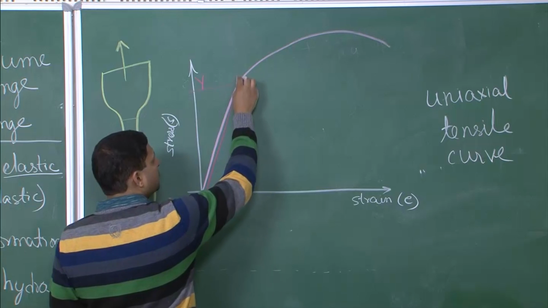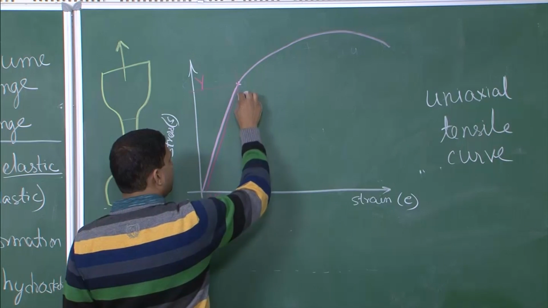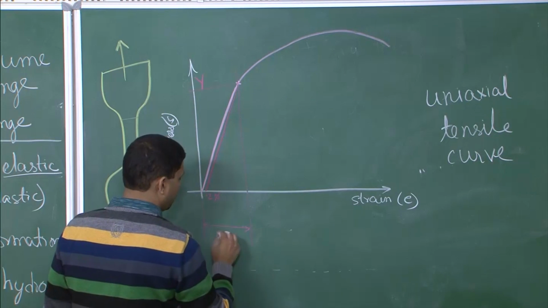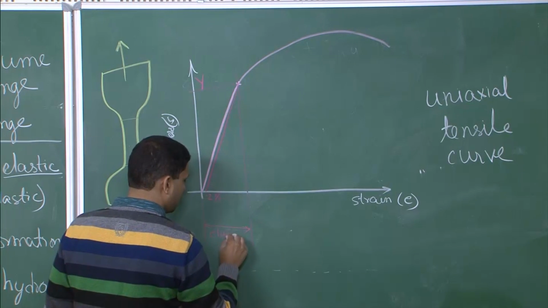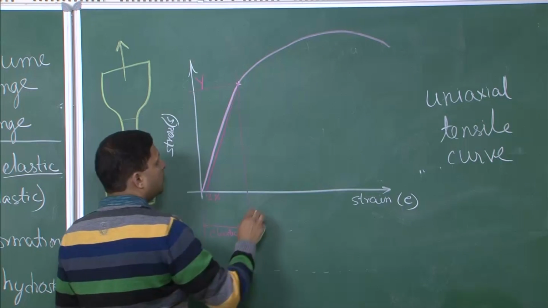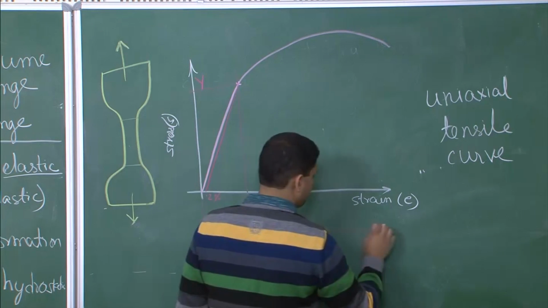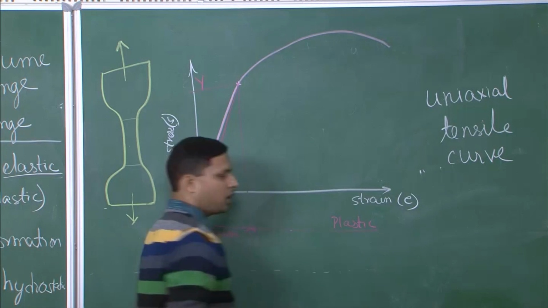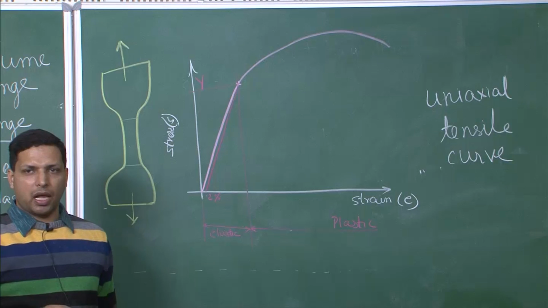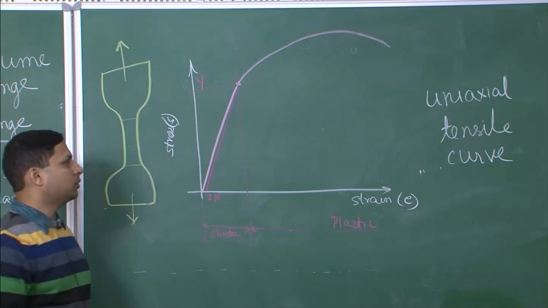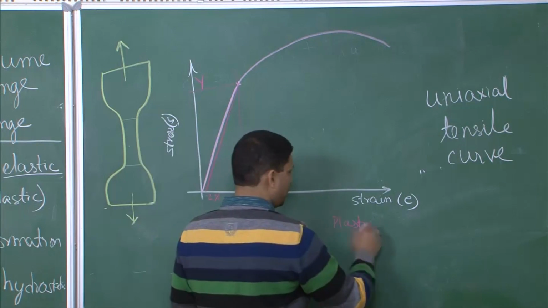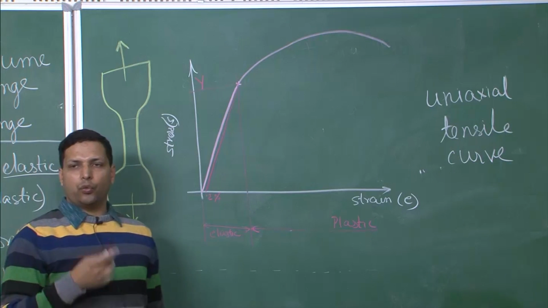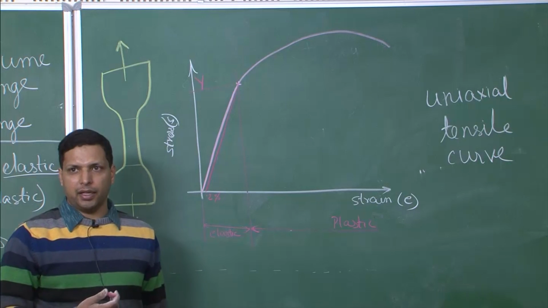Over here, up to this point, we say this is elastic, and beyond this the material is plastic. Now, when we are interested in deformation, we are always interested in the plastic zone of the material, not in the elastic zone. So, this is the region that we are interested in, beyond this Y point, and that is why we are interested to know where this yielding takes place.